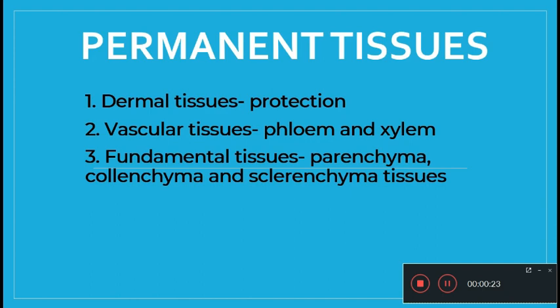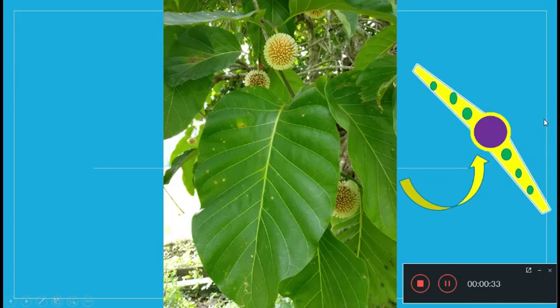Kapag sinasabi po natin na dermal tissues, it is the outer protective covering tissue of the plant that includes the epidermis and then the periderm. Kapag sinasabi po natin na epidermis, it is the outer layer of the cells of all aerial organs. So kasama po dyan yung leaves and then the flowers. So kung makikita nyo pa sa screen, the outer protective layer is the epidermis. And when we are talking about periderm, it is the outer covering of the stems and then the roots. So technically, makikita po natin itong periderm sa mga woody plants. That's the example of the dermal tissue.